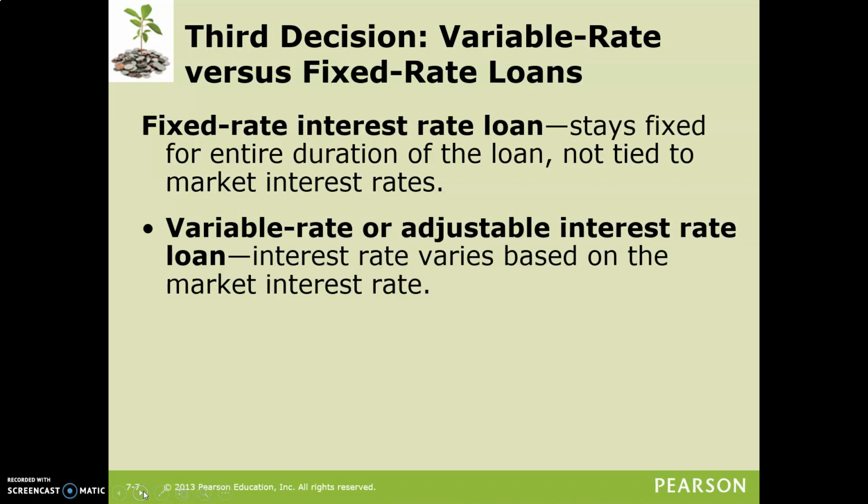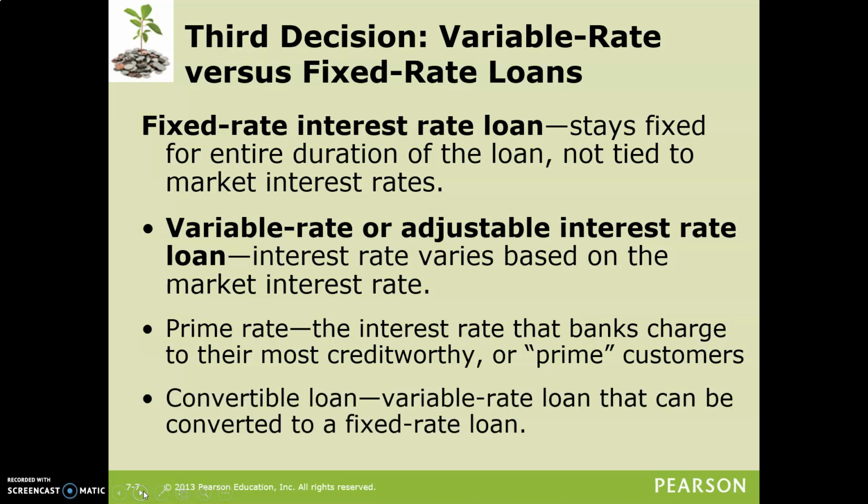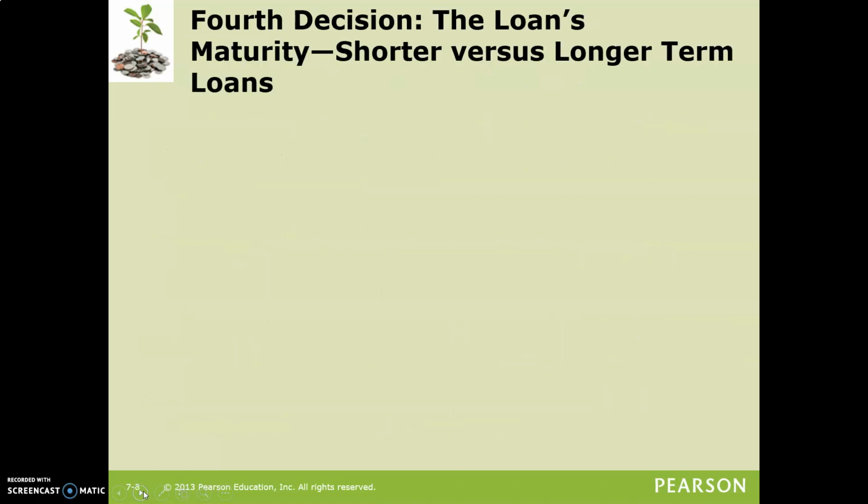Third is variable rate versus fixed rate loans. With a fixed rate loan, the interest rate stays fixed for the entire duration of the loan and is not tied to the market interest rates. Variable rates or adjustable interest rates are interest rates of loans that vary based on the market interest rates. Prime rate is the interest rate that banks charge their most credit-worthy or prime customers. Convertible loans are variable rate loans that can be converted into a fixed rate loan.